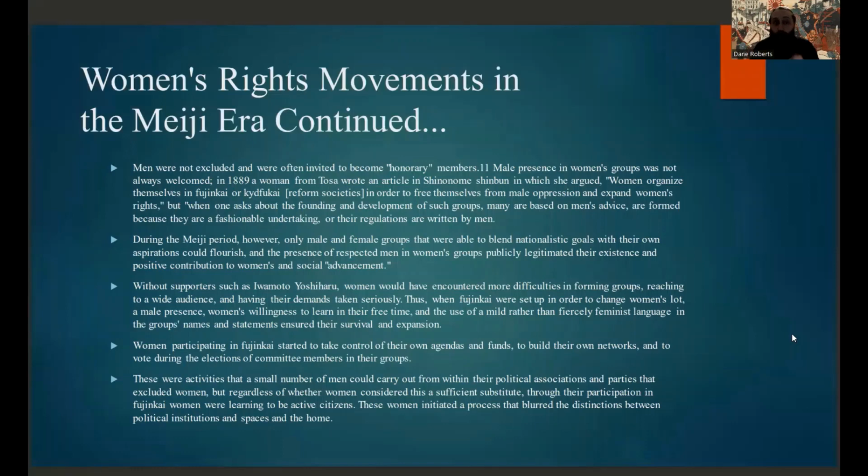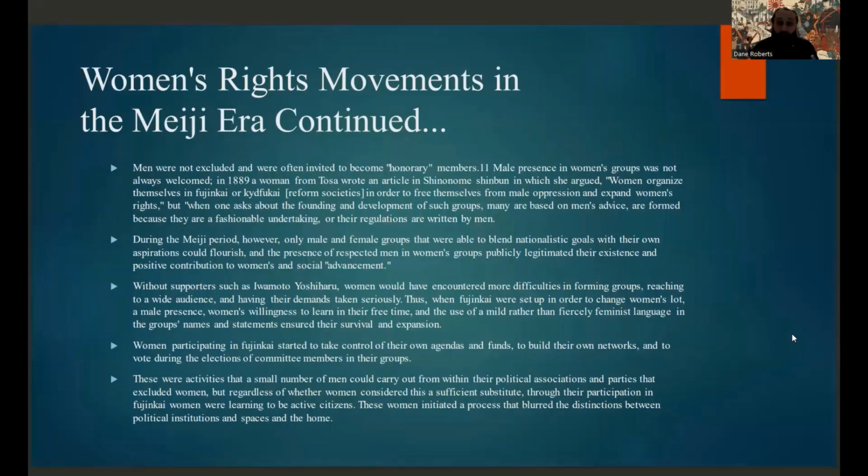It's also important to note that only groups that were both male and female were able to blend nationalistic goals with their own aspirations to flourish and to legitimate their existence, as well as to attempt to succeed with their social advancement. Without supporters such as Iwamoto Yoshiharu, women would have had much more difficulties. I don't want to say they couldn't have done it, but it would have been much harder in the very patriarchal, men-centric society of Japan at the time.